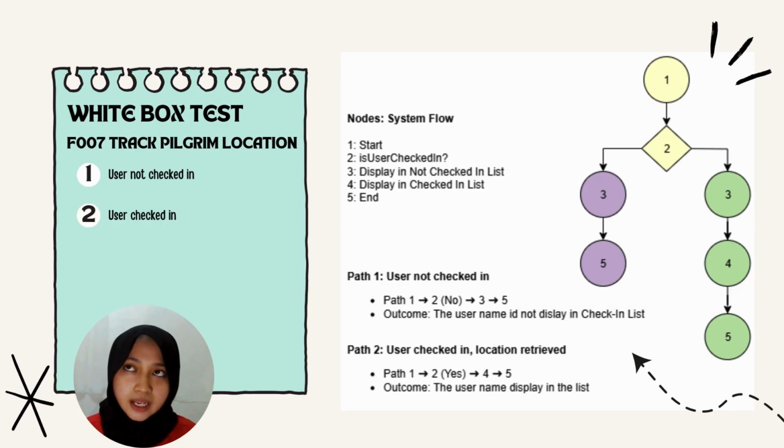And another alternative is where the user is already checked in. So it will go to 1, 2, and it will go to yes and 3, and then 4 and 5. That was the basic flow for this feature.